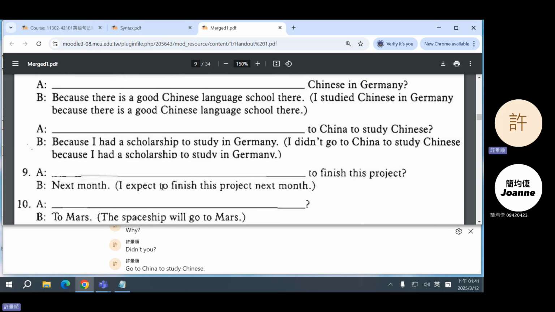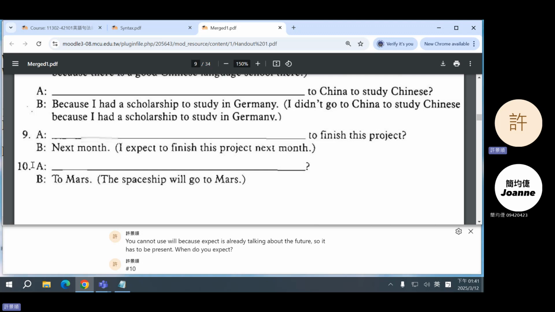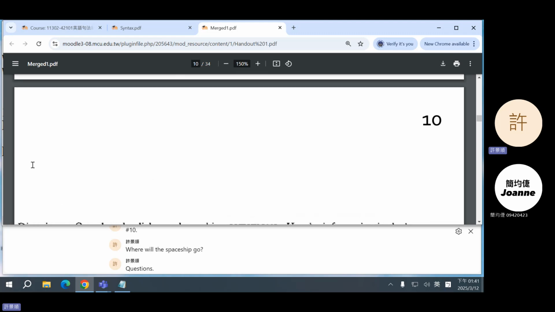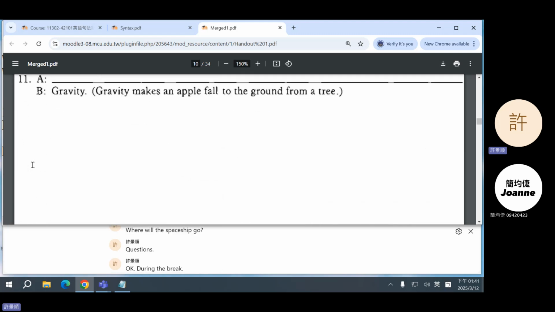Number 9, when do you expect to finish this project? You cannot use will because expect is already talking about the future. So it has to be present. When do you expect? Number 10, where will the spaceship go? Questions? Okay, during the break, please do page 10. Same thing, 10 questions.